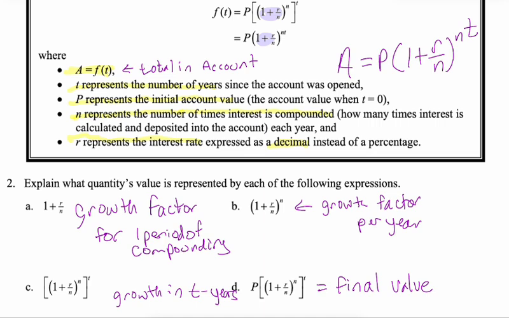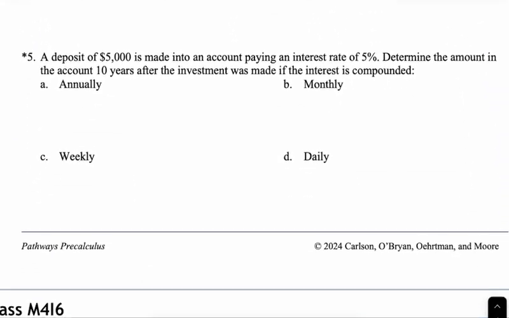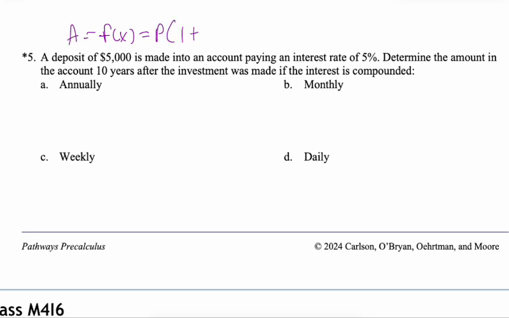And then we are going to jump down now because of time. Please, if we could, jump down all the way to problem number 5. Okay, so let's jump to problem number 5. Problem number 5 says a deposit of $5,000 is made into an account. Okay, I'm going to write that formula from before. F of x, or A, equals P times 1 plus R over N to the NT.